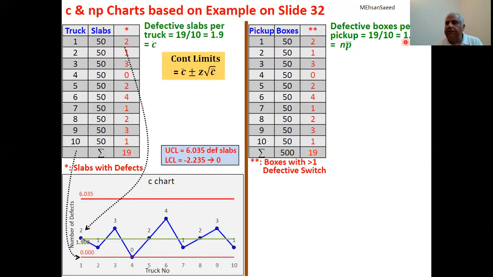This figure of 1.9 is referred to as NP. For the time being, you can consider NP to be one figure, although they are 2 different things. N is the sample size, which is 50 in this case. P bar is something else. But put together, they are NP bar, and this is the value of NP bar in this case. And the control chart is named after this. It is called an NP chart.